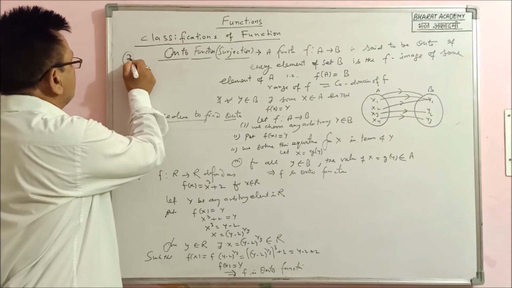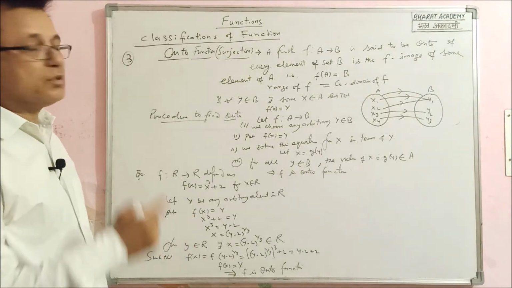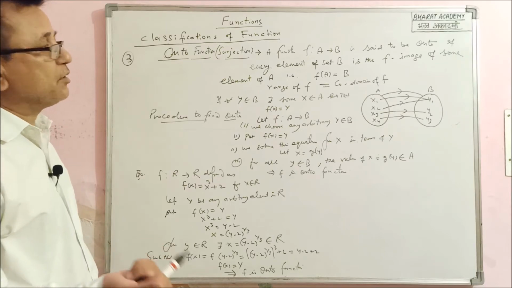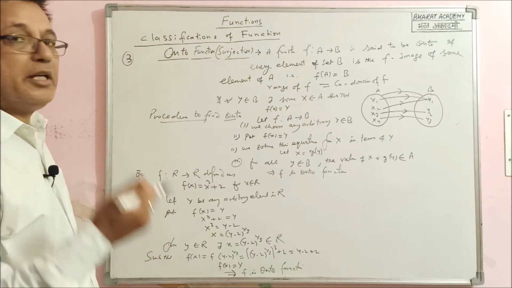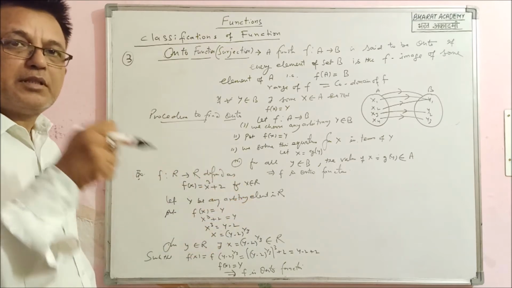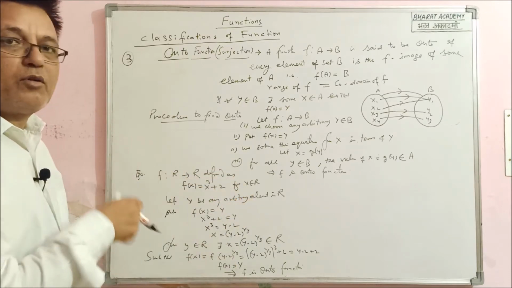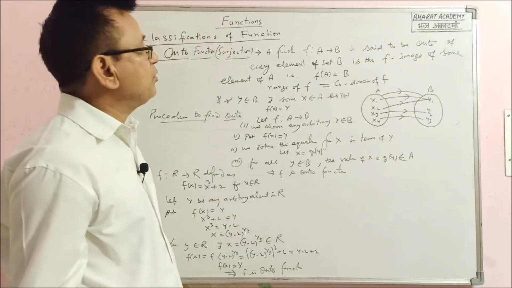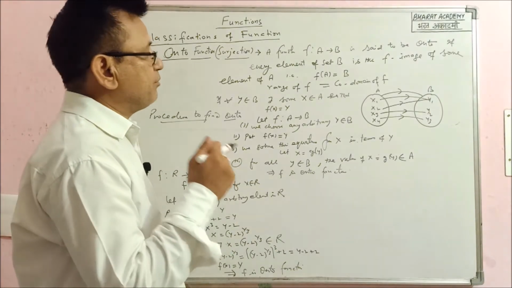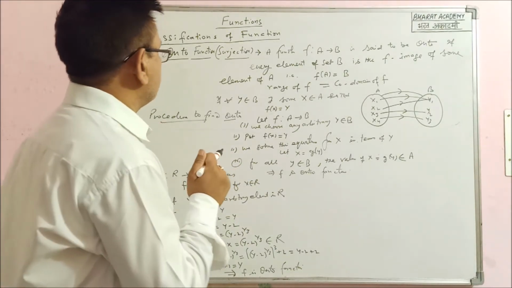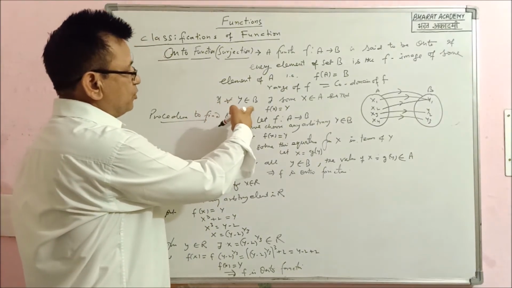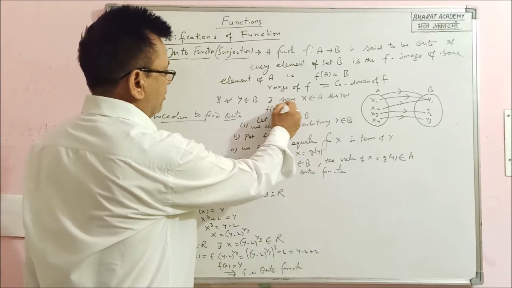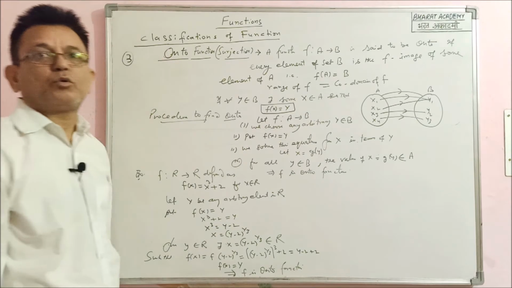Now students, the third type of function is the onto function, which is also called surjection. A function f from A to B is said to be onto or surjection if every element in set B is the f image of some element of set A. That is, f(A) should be B. It's quite obvious that the range of f should be the codomain of f in this case. It means for every y belonging to B, there exists some x belonging to A such that f(x) equal to y. This is the condition for an onto function.